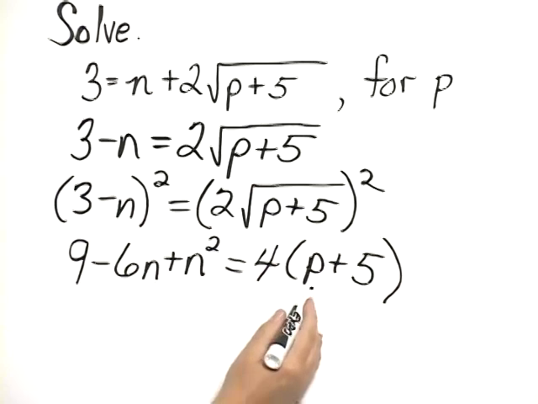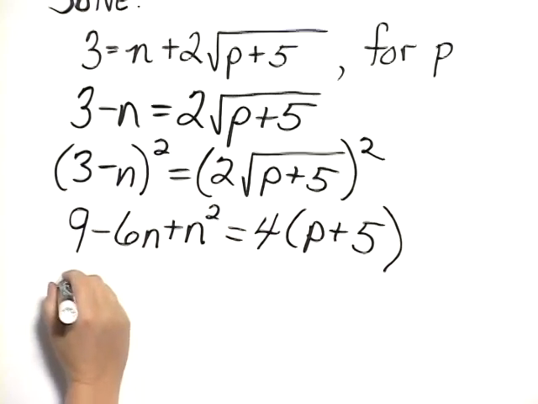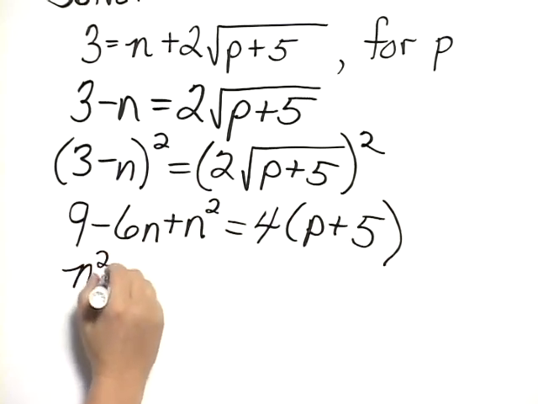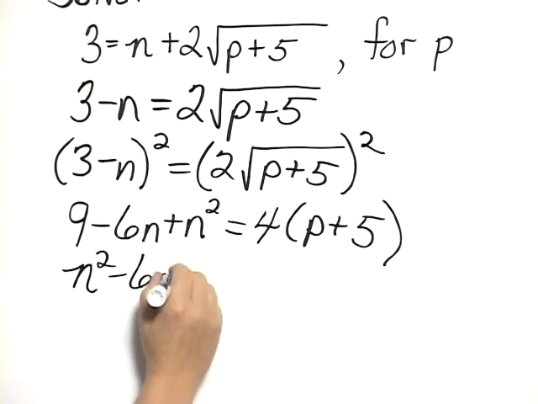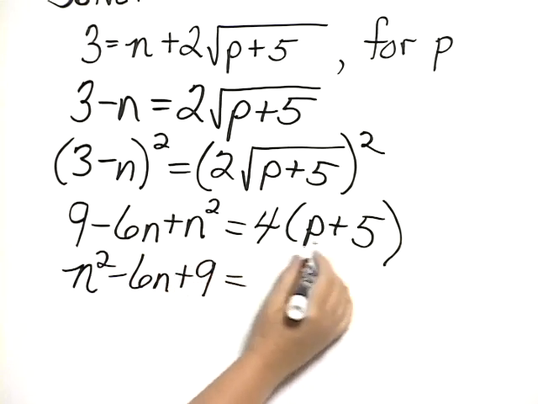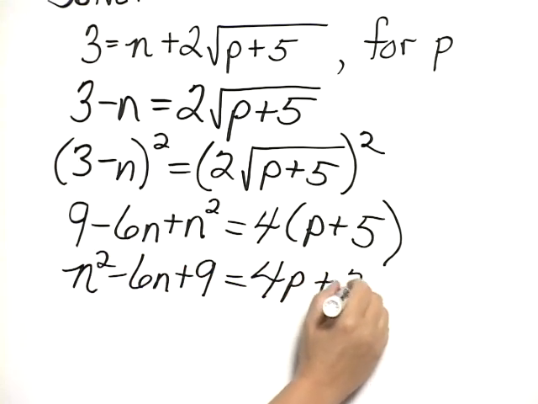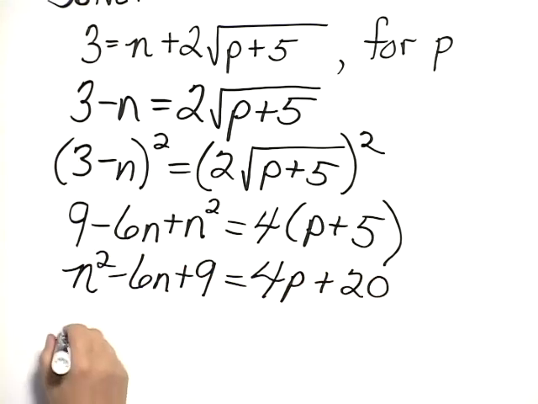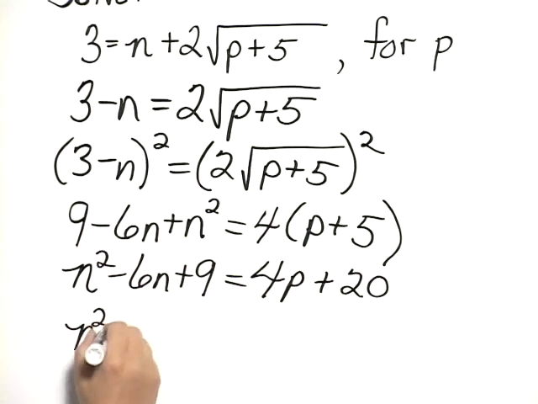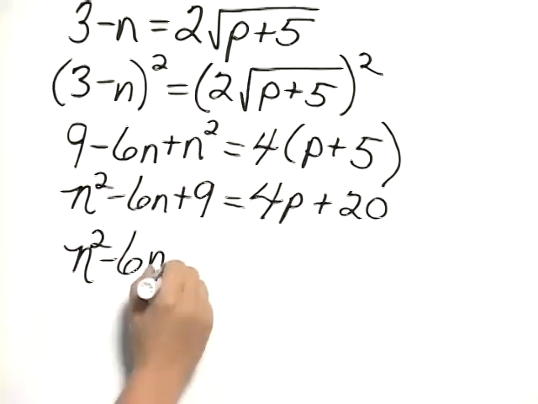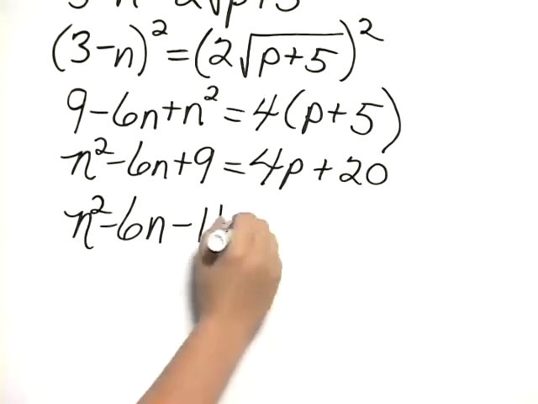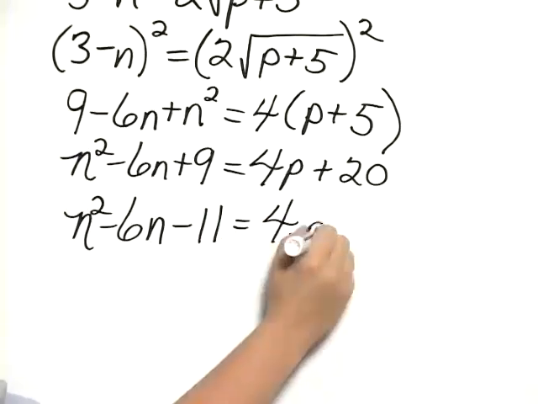Now I need to solve for p. Let me rearrange this side so it's in descending order. I have n² - 6n + 9, and I'll multiply through here by 4: 4p + 20. I now subtract 20 from both sides, and that gives me n² - 6n - 11 = 4p.